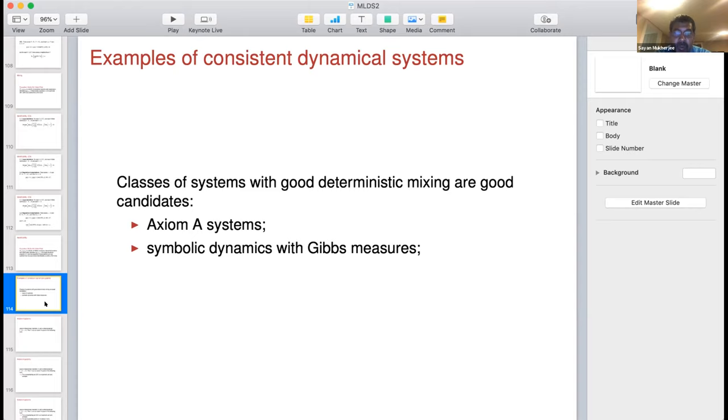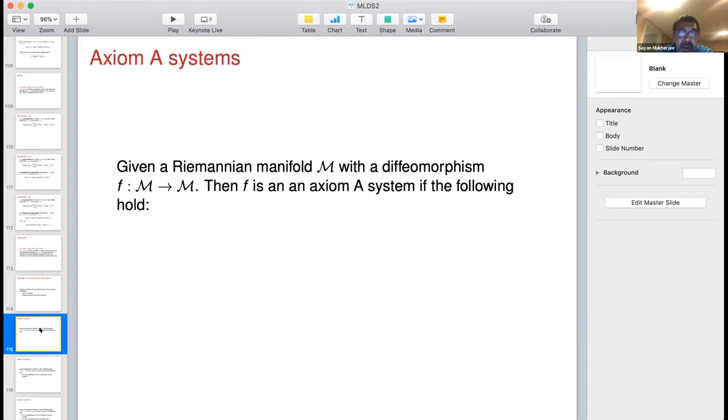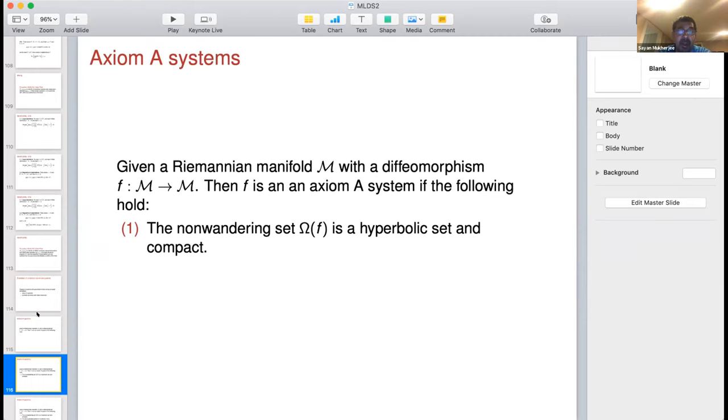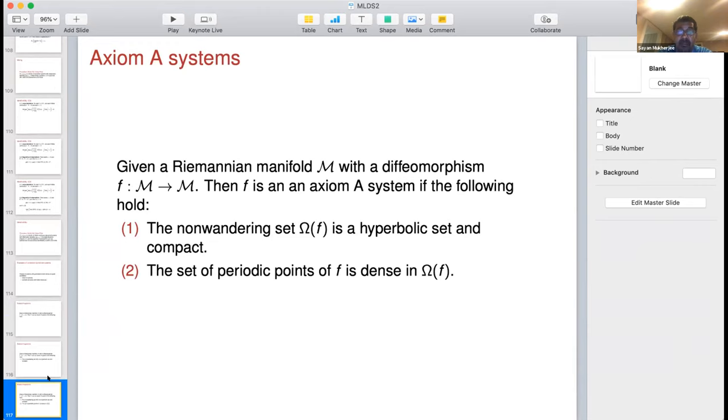So a classic system is the axiom A system. I have a Riemannian manifold with a diffeomorphism F. Then F is an axiom A system if a few things hold, right? First, a non-wandering set omega of F is hyperbolic and compact, and the set of periodic points of F is dense in omega of F. Okay, so let's talk about this a little bit more.